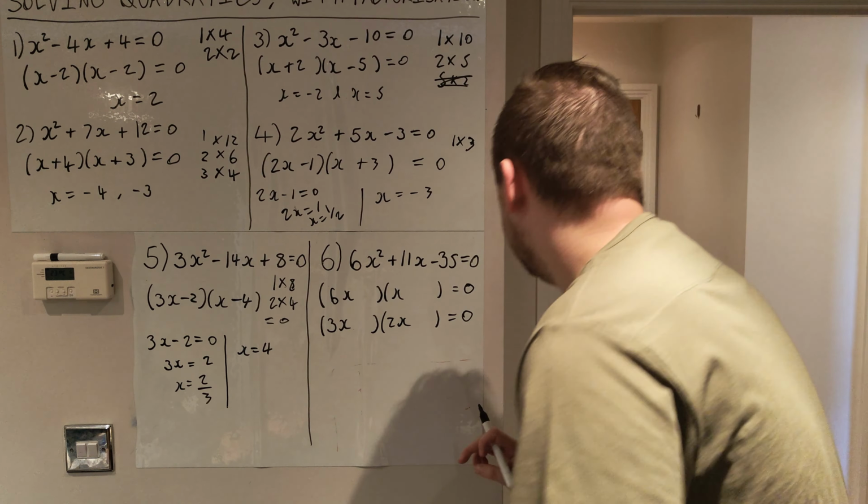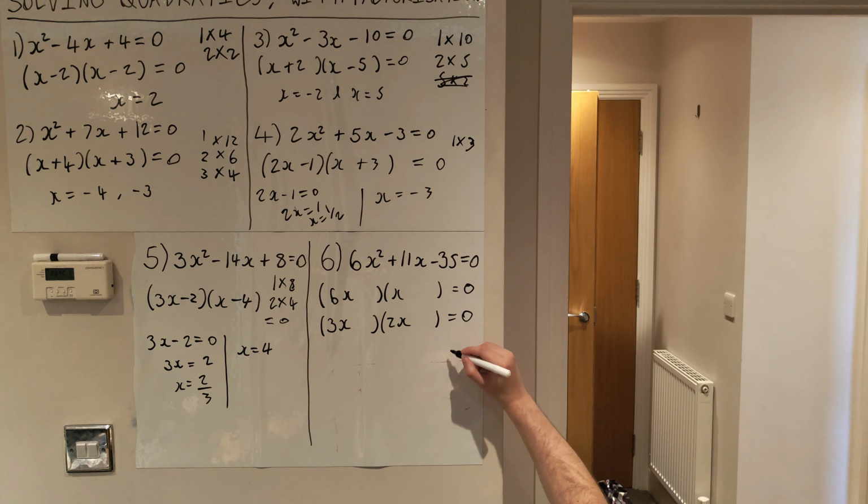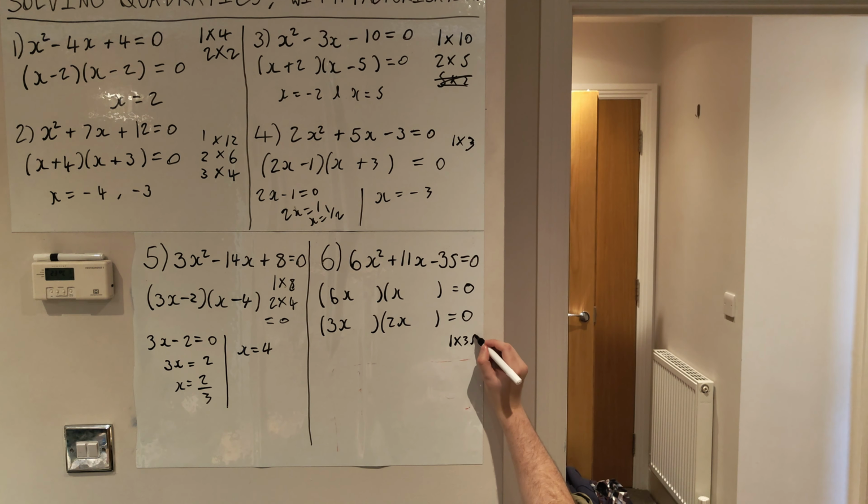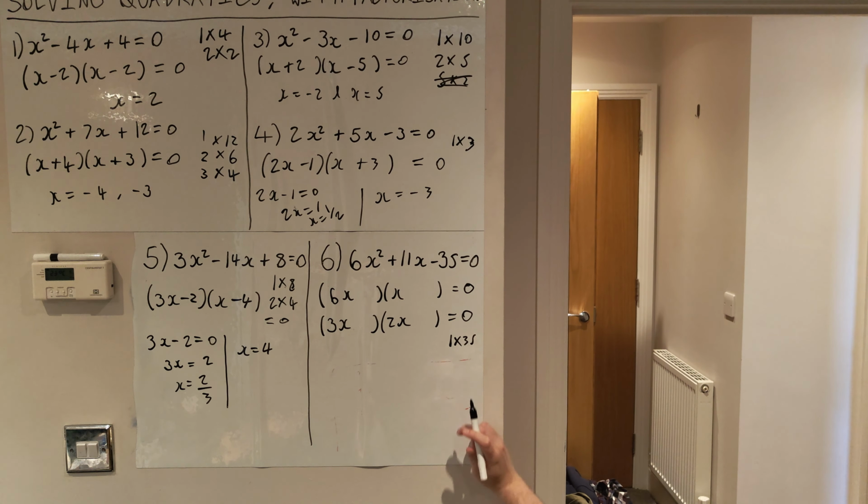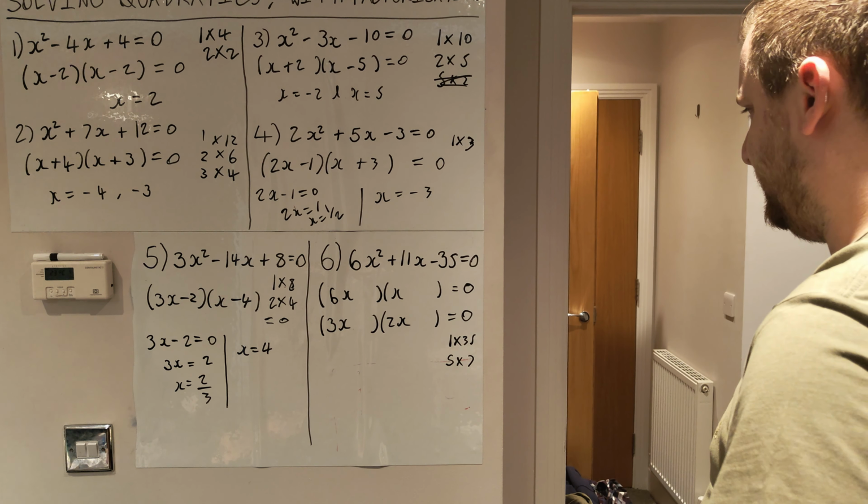Okay, and what are the combinations of 35? Jeez. Okay, 1 times 35. 2 doesn't go into it. I might actually skip this part. I'll skip over this part of the video. Okay, so I kind of skipped through this bit.